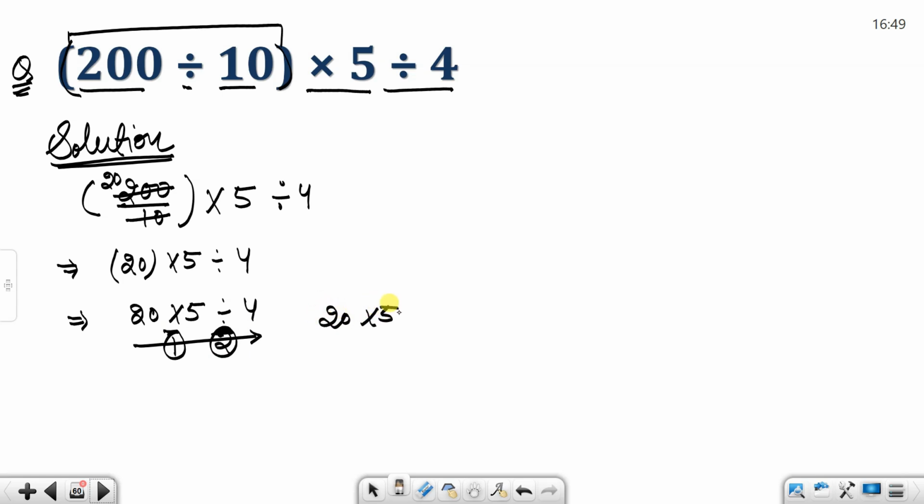20 into 5 upon 4. 20 times 5 is 100, divided by 4. 4 goes into 100 25 times. Now, this is the answer. 25 is the answer.